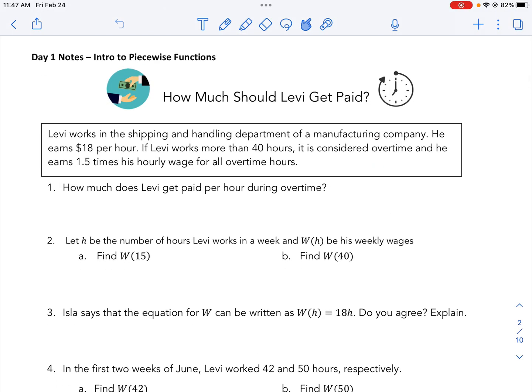Day 1, Intro to Piecewise Functions. We're going to look at this problem today, how much should Levi get paid, and then relate that to our new unit, which is piecewise and step functions.